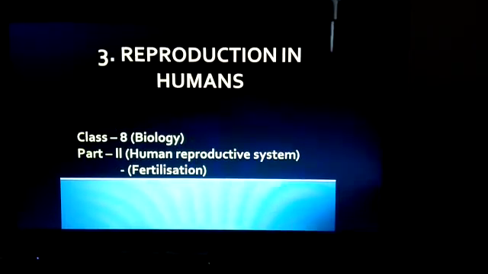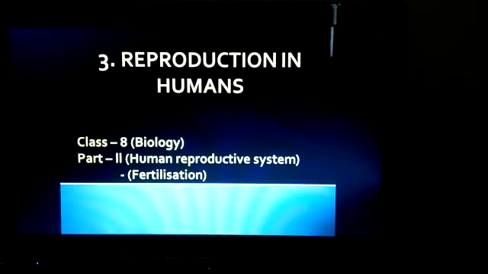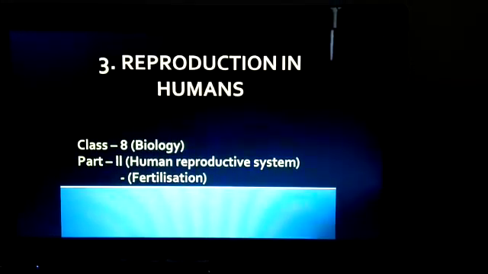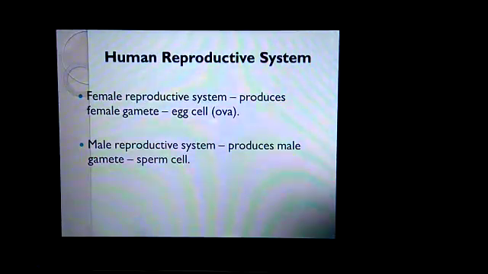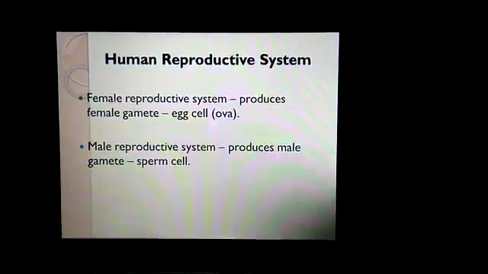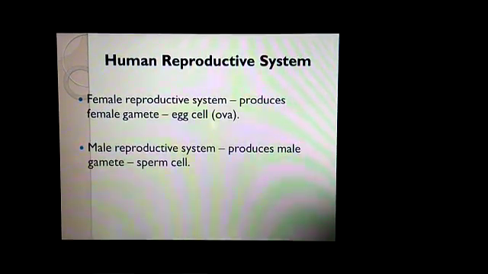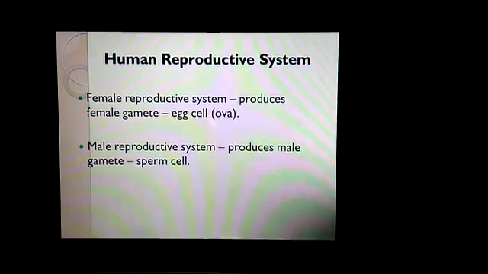Hello students, in today's biology class, you will learn about the human reproductive system and fertilization. Now let's see the human reproductive system. The human reproductive system consists of the female reproductive system and the male reproductive system.